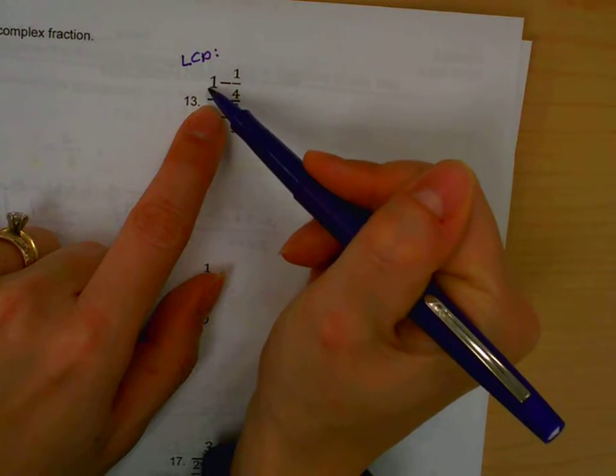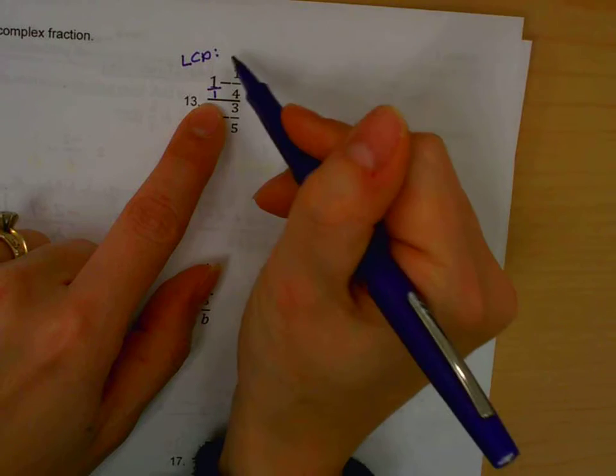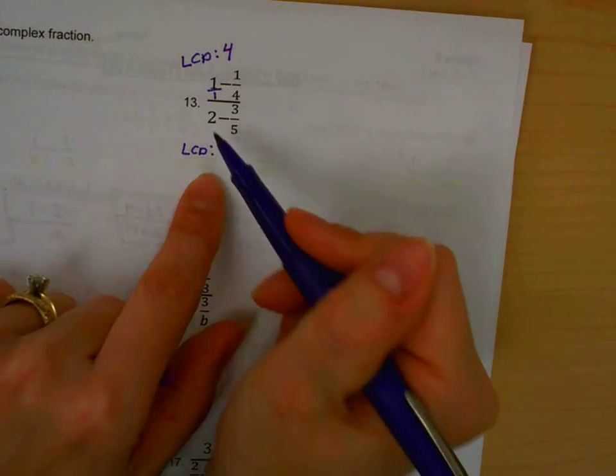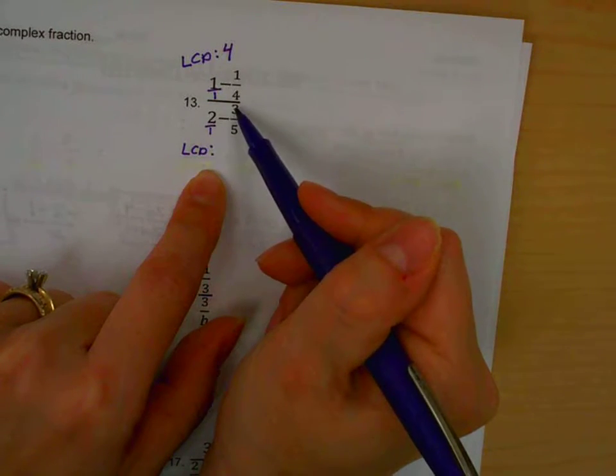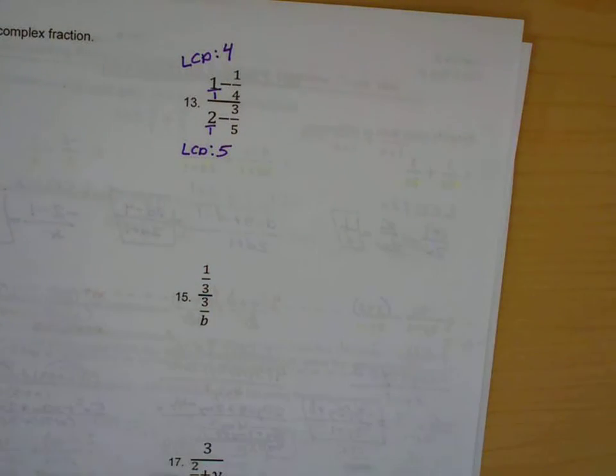So at the top, this is 1 over 1 minus 1/4. My least common denominator is going to be 4. On the bottom, 2 over 1, minus 3 over 5. My least common denominator is going to be 5.